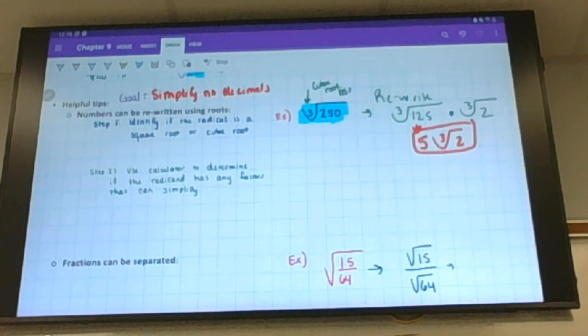Then I would do the steps. Are we looking at square roots or cube roots? There's an invisible 2 here, so I know this is a square root. Is 15 in the square root list? No, 16 is. Is 64 in the square root list? Yes. So I will leave the 15 up top, and on the bottom, the square root of 64 is 8. And this is the answer.